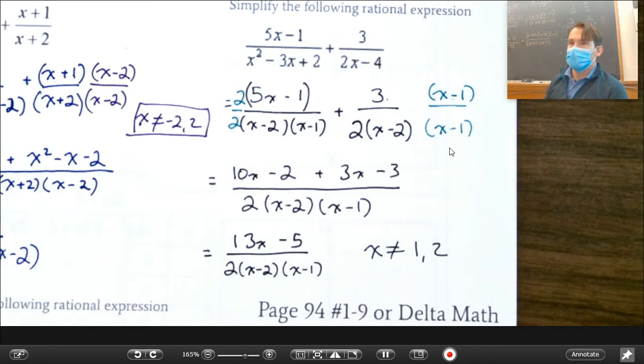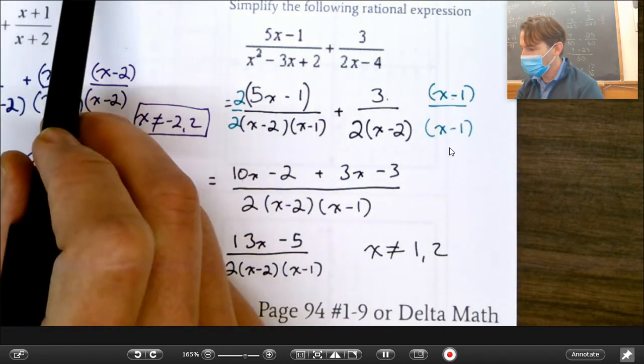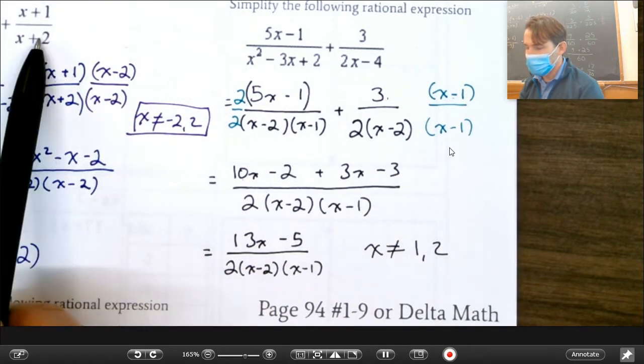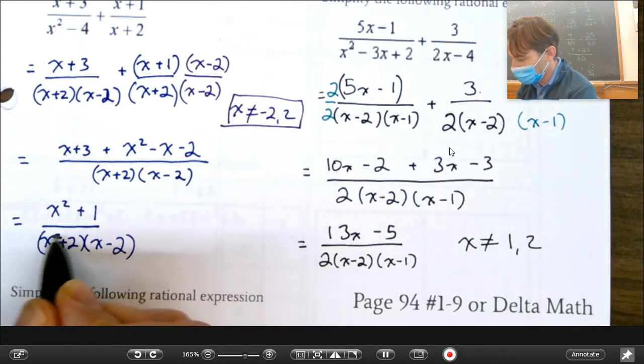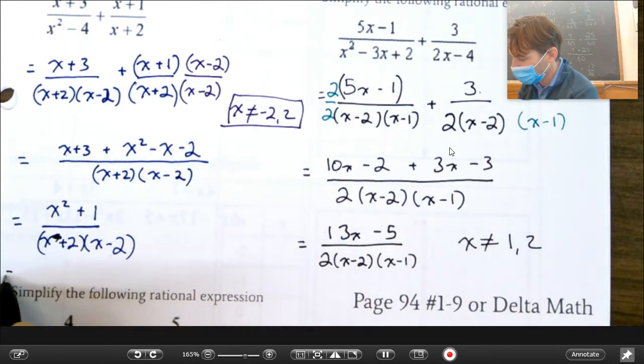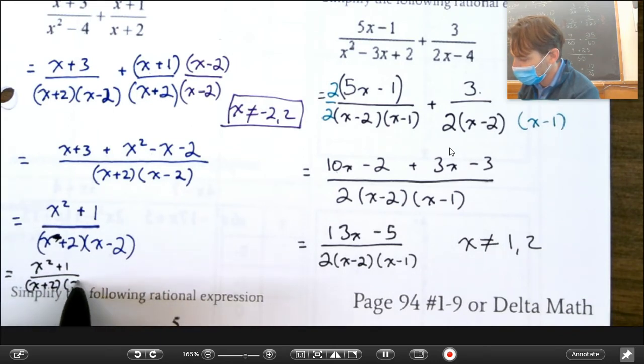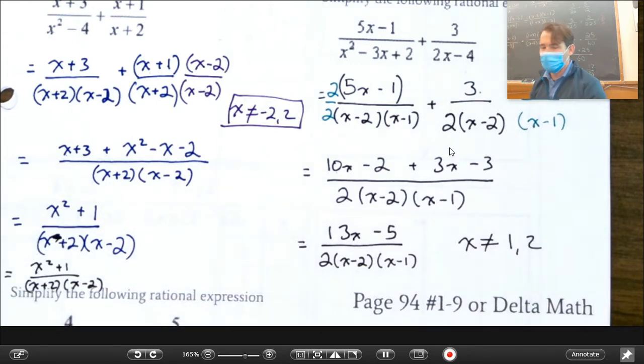What's the answer for the x plus 3? That one? What answer did you get though? I got x squared plus 1 over x plus 2 times x minus 2. I have a weird doohickey there. That's not very nice looking. Let me rewrite it. X squared plus 1 over x plus 2 multiplied by x minus 2. So is that also x squared minus 4? That's x squared minus 4 on the bottom, yeah.